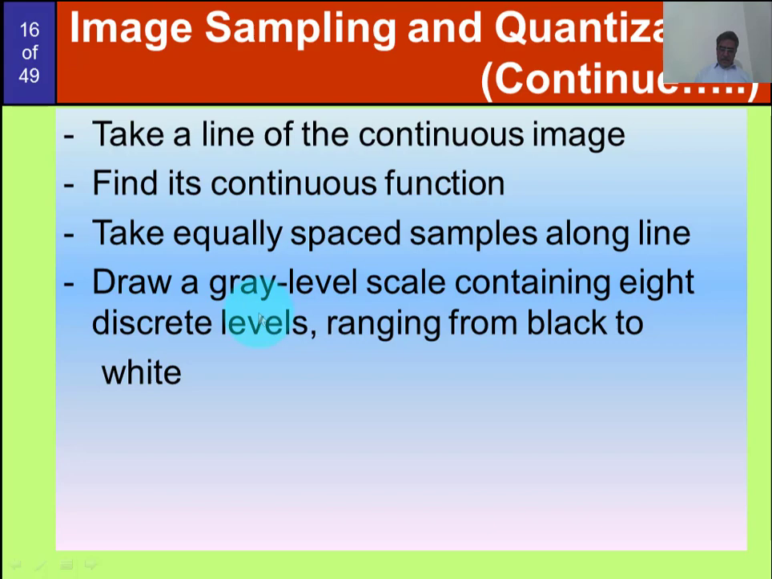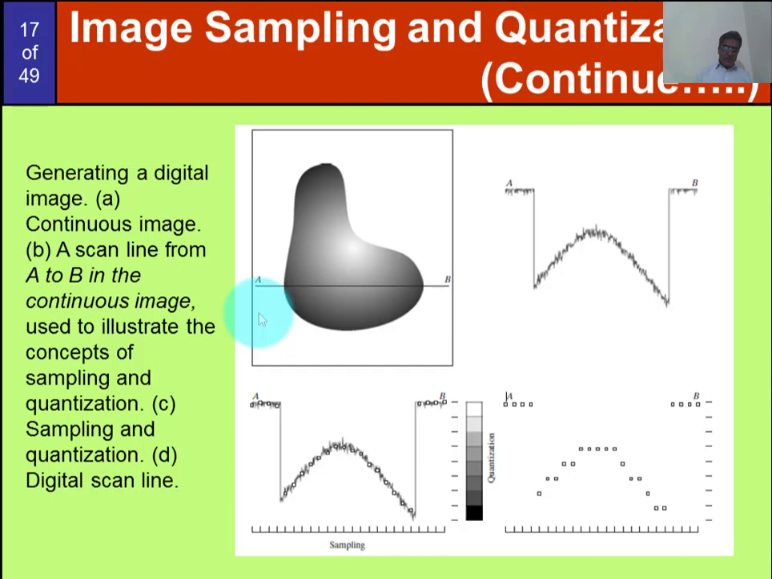Here you may see the first point is take a line of continuous image. Let's suppose this is an image, this is a continuous image, not the digital image. In this image there are so many rows. Let's suppose there are 200 rows in this image, and this image contains 150 columns. So among these 200 lines I want to take a single line from point A to point B.